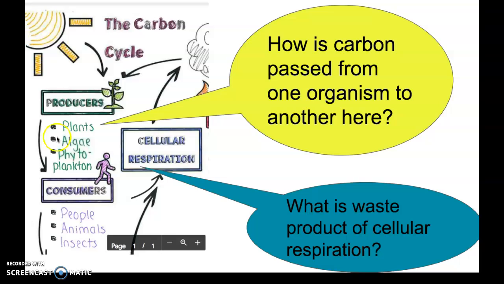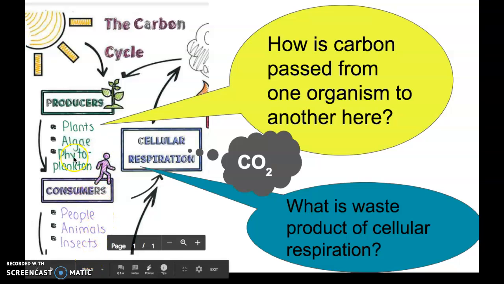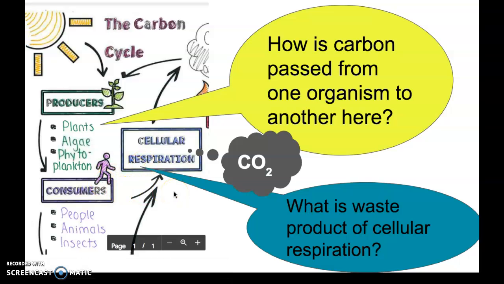And remember, all things respire, they breathe. So what is the waste product of cellular respiration? It's carbon dioxide. So when the people, animals, insects, or plants, or algae, or phytoplankton breathe out, they're breathing out carbon dioxide. So that carbon dioxide is returned to the atmosphere so it can be used again by a producer.